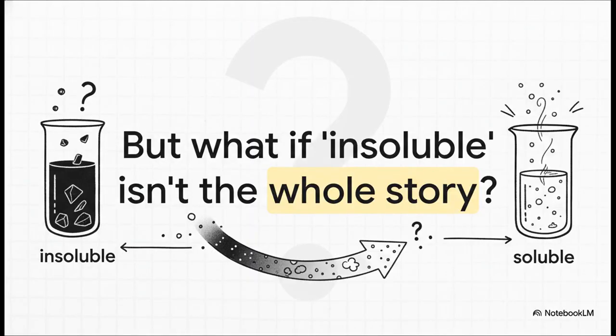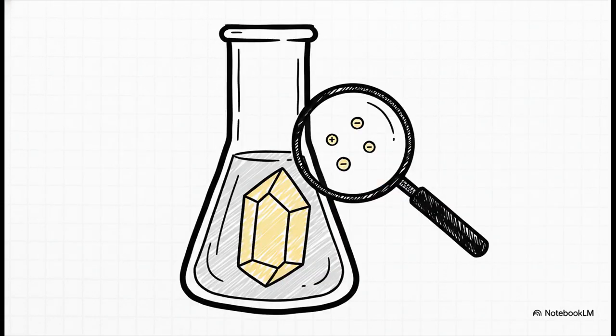But what if that clean line between soluble and insoluble is, well, a little bit of a simplification? What if it's actually more of a sliding scale? And here is the big reveal. In the real world, pretty much nothing is 100% totally insoluble. Nope, even the compounds we label as insoluble, the ones that look like they're just sitting at the bottom of the beaker, will dissolve just a tiny but measurable amount in water.